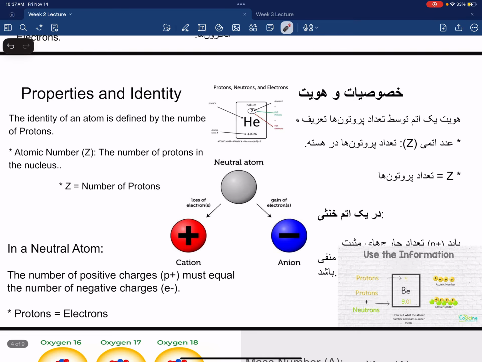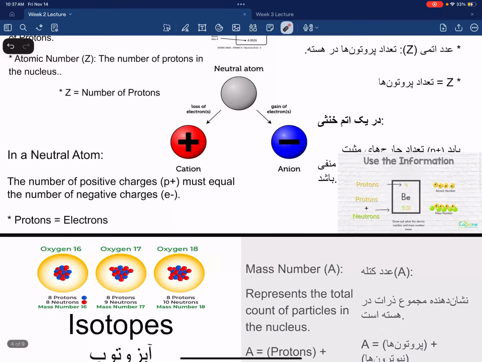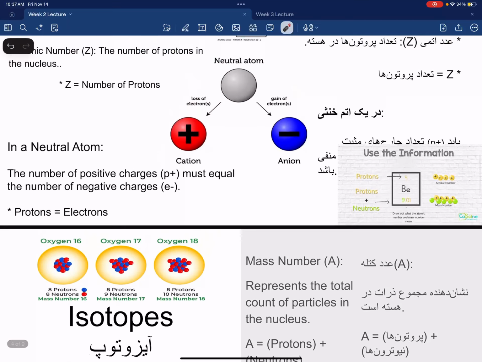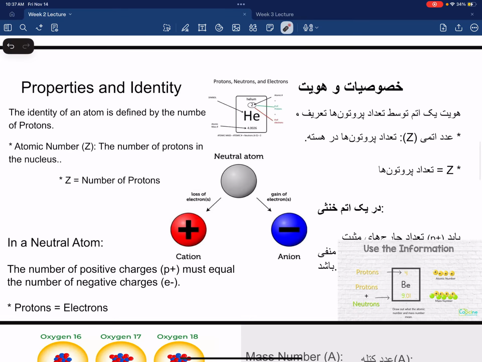Now we're going to go over a little bit more about the properties of these subparticles, and then their identities. A proton is positive. It's going to be classified as a cation, and then an electron is negative. It's going to be classified as an anion. In a neutral atom, you want to know that the number of positive charges must be equal to the number of negative charges.